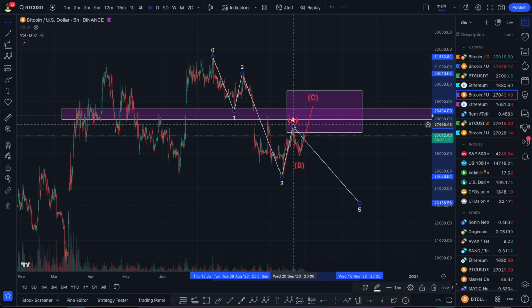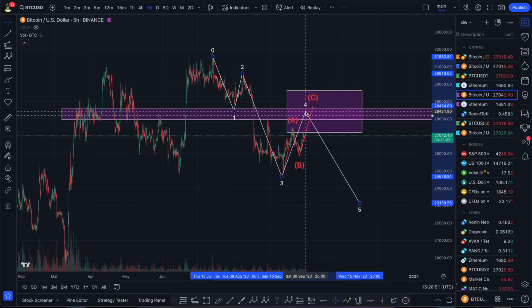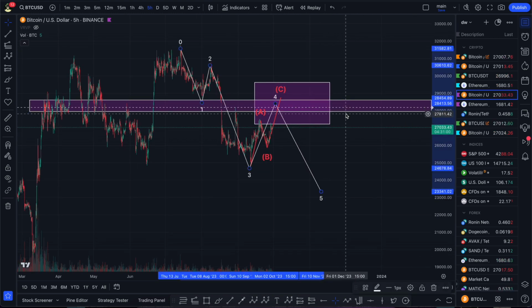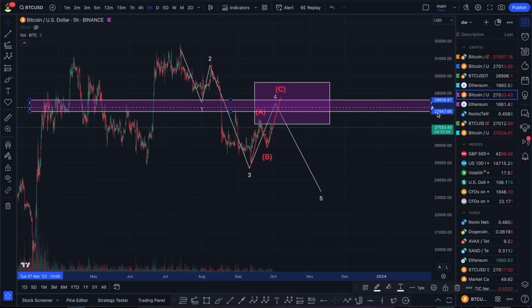Of course it is possible, but most likely we are expecting this range, and from these ranges we will accumulate some short positions and short the market from $28,000 to $29,000. This range is where we are expecting short positions.